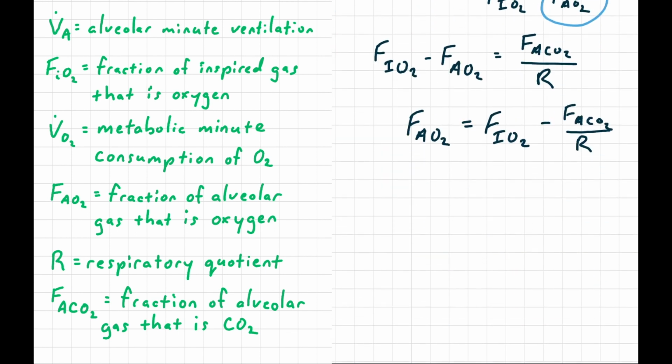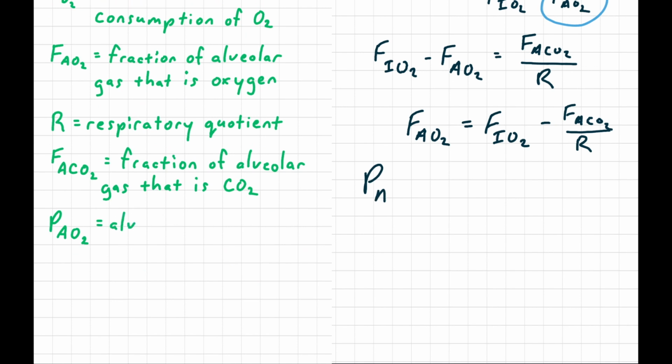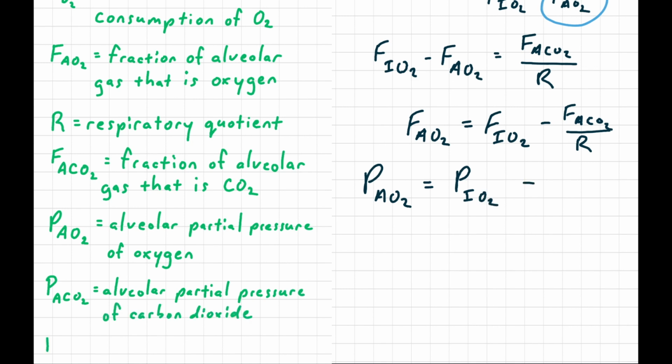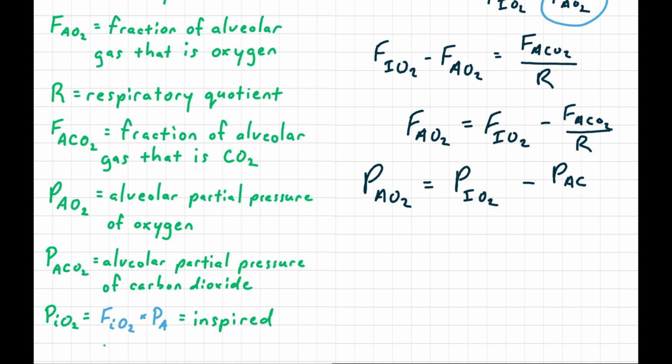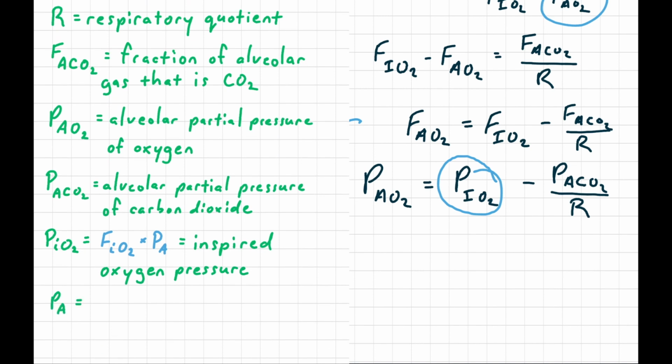Finally, we multiply both sides of the equation by the airway pressure. So the alveolar oxygen fraction becomes the alveolar partial pressure of oxygen, the inspired oxygen fraction becomes the PiO2, and the alveolar carbon dioxide fraction becomes the alveolar partial pressure of carbon dioxide. So one more time, this is your alveolar gas equation. Alveolar oxygen partial pressure is equal to the inspired oxygen partial pressure minus the alveolar carbon dioxide partial pressure divided by the respiratory quotient. Because the inspired oxygen fraction is what we're usually modifying on the ventilator, you'll often see the equation written with a PiO2 term expanded out as FiO2 times alveolar pressure.